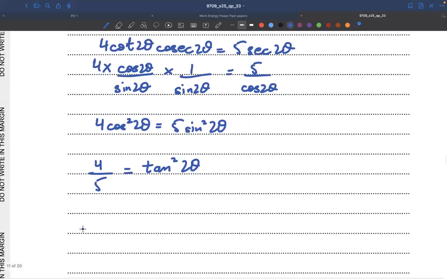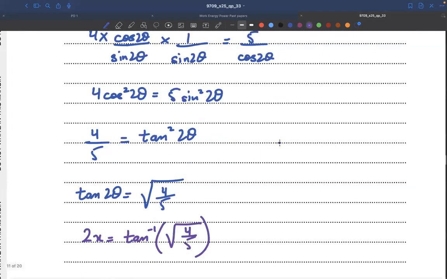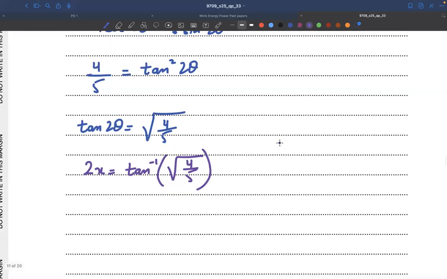Taking the square root, we'll get tan 2 theta is equal to the square root of 4 upon 5. And now we'll take the inverse of this. We can now write just x over here, so 2x would be tan inverse of the square root of 4 upon 5. So taking shift tan inverse of root, and we have to make sure it is in degrees. We'll keep our calculator in degrees, and this will be 4 upon 5. So what we are getting is 2x is equal to 41.8103.